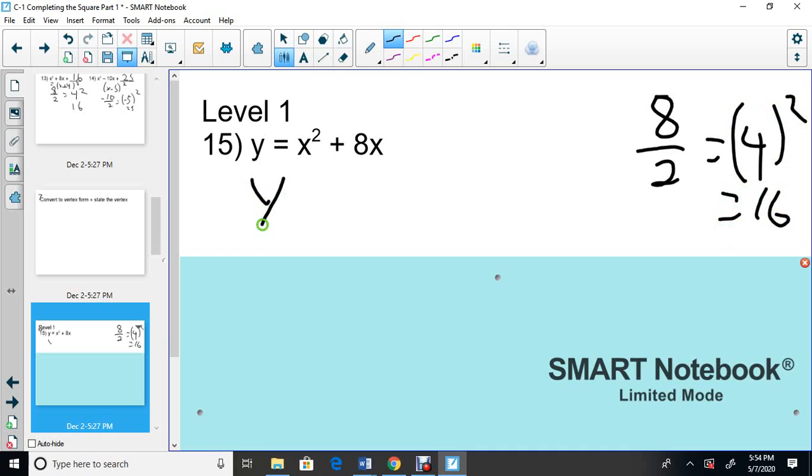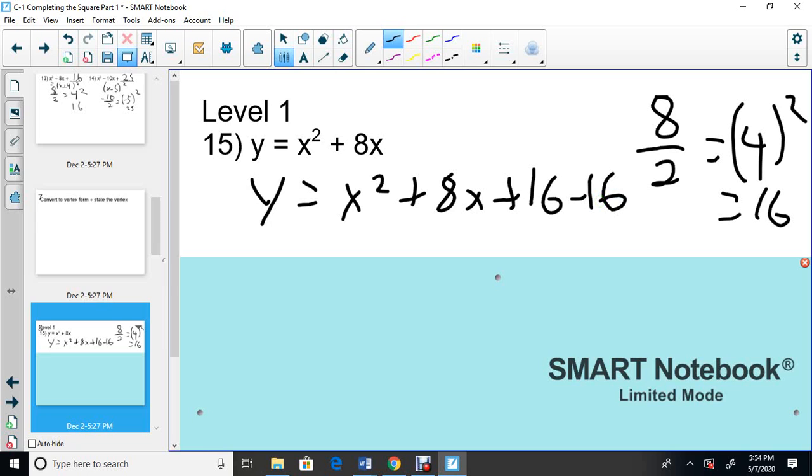We're going to go y equals x squared plus 8x. Then that 8, we took the 8 divided by 2, we got 4, and 4 squared is 16. We're going to add 16, and we're going to do the same thing and subtract 16. It's the exact same line. Plus 16 minus 16 is 0. So we're going to do the exact same thing twice.